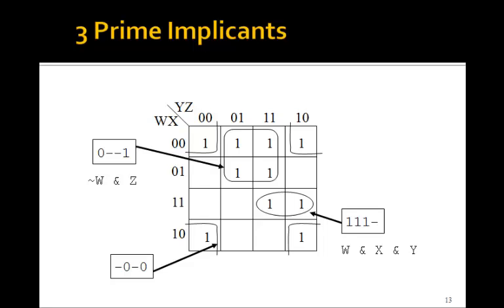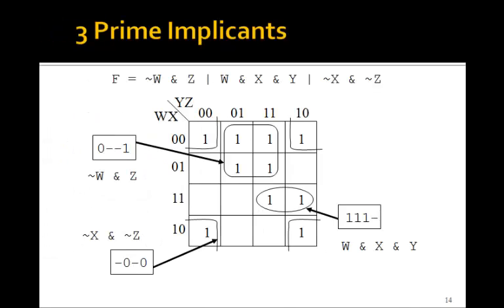First of all, let's write the answer down here. These were not W and Z. This is W and X and Y, and this is not W and not Z. So this was our final answer. But where are the rest of them? Well, let's go find them here.